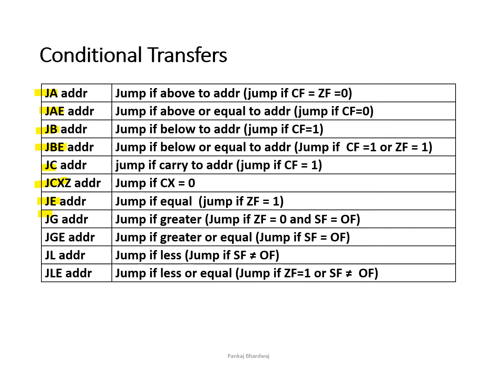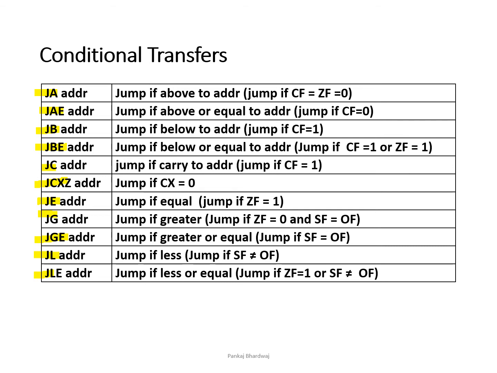JG, that means jump if greater. JGE, that means jump if greater or equal. JL, jump if less. JLE, jump if less or equal. We have so many conditional transfers, but let me discuss these instructions first, because we are now on this particular page. Then we'll go to the next page and discuss the next instructions.